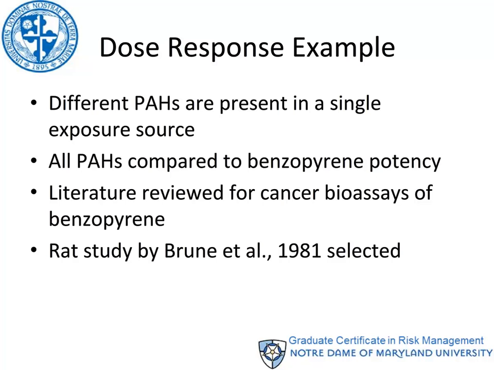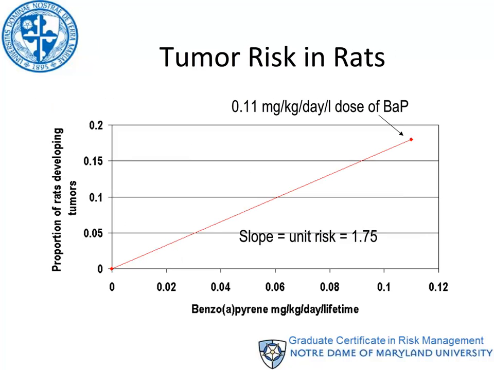It was a rat study by Brun et al., and it was dated in 1981. So this was the data that was available. Here's the dose-response relationship that was used. Take a moment to look at the dose. The dose is of benzopyrene equivalents. It's measured in milligrams per kilogram of body weight daily for a lifetime. The vertical axis, the response, is the proportion of rats developing tumors.